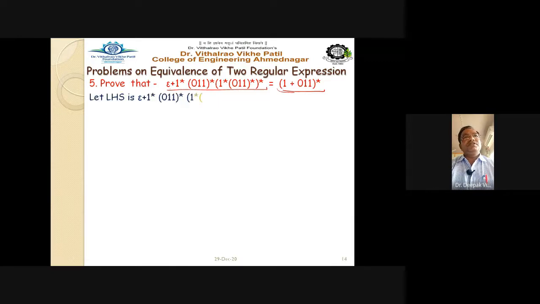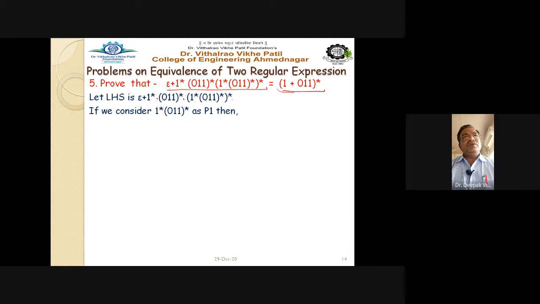evaluation. Let us consider the LHS term first: (epsilon + 1*).(0 1 1*)*. If no sign is given between terms, we have to consider it as a dot operator. So (epsilon + 1*).((0 1 1)*)*. So try to solve this.